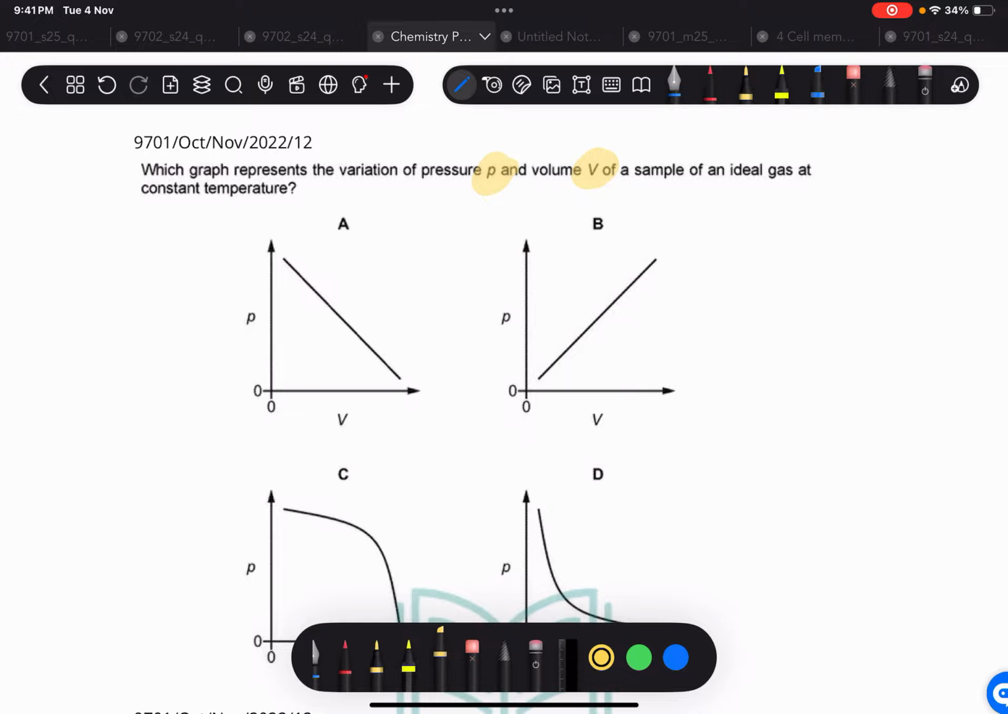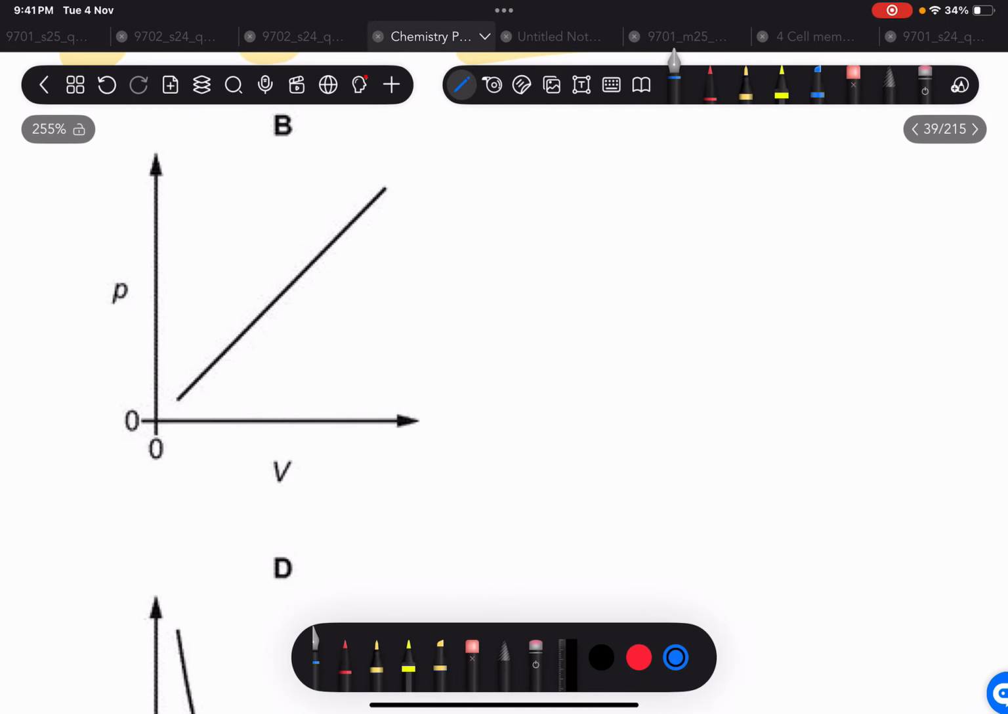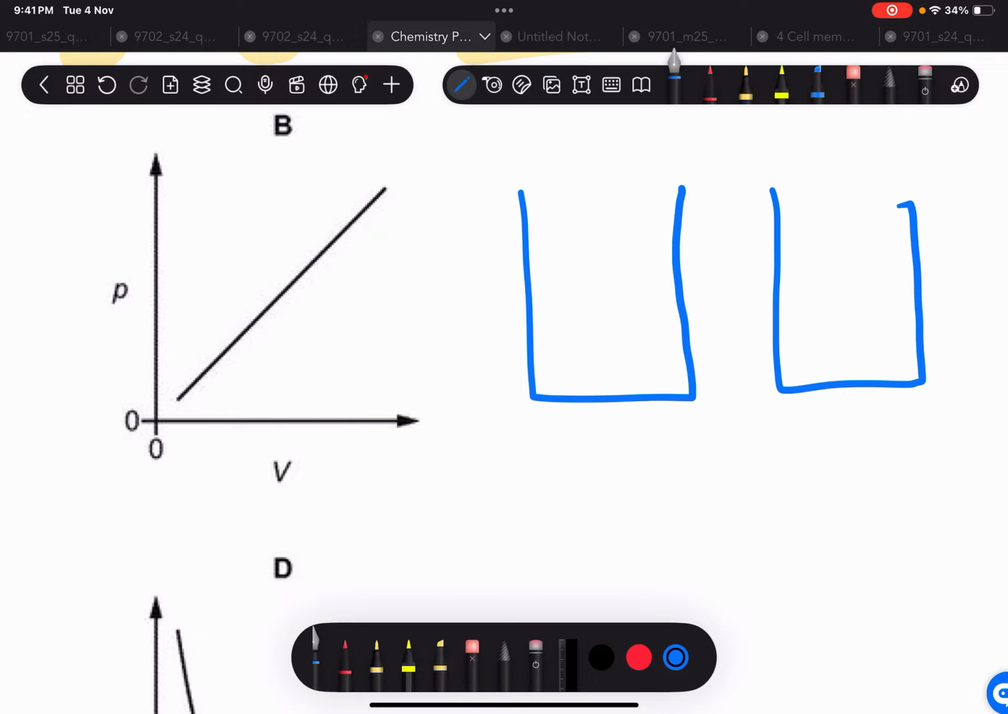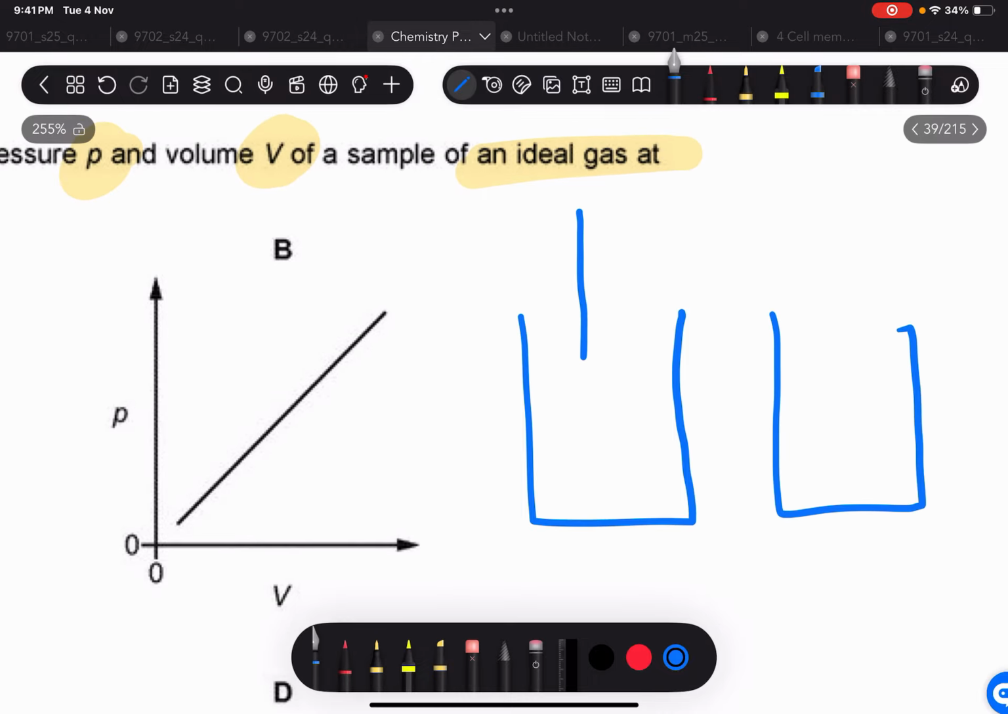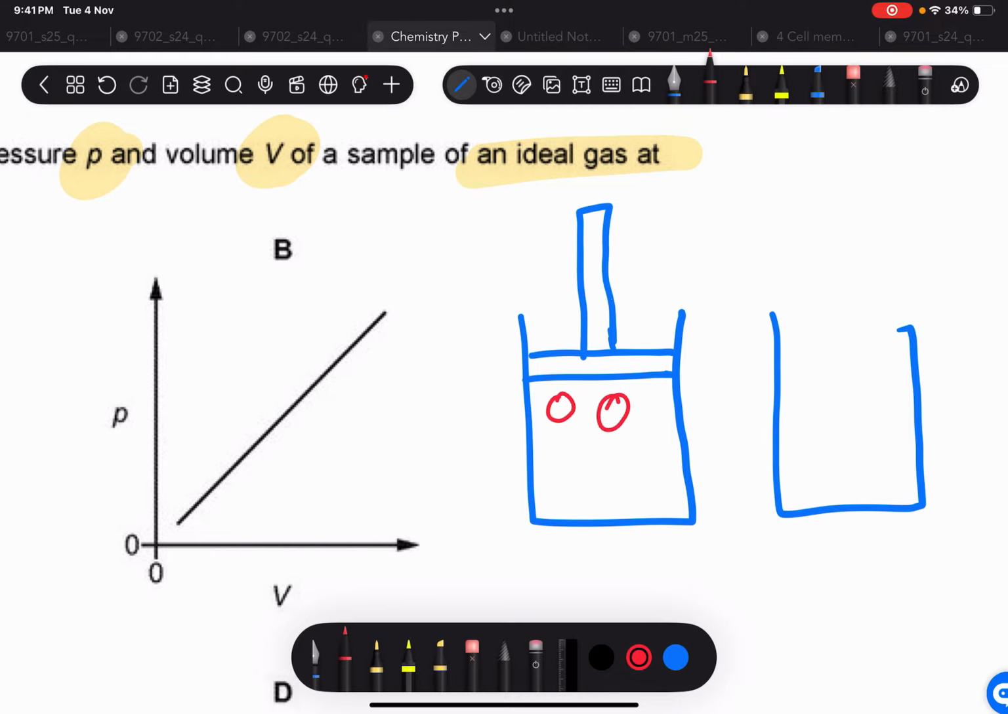Pressure and volume of an ideal gas at constant temperature. You might have studied this in physics as well. If you have a piston, like two containers like this, this is your container 1, this is your container 2, and here you have a gas. These are the gas particles.